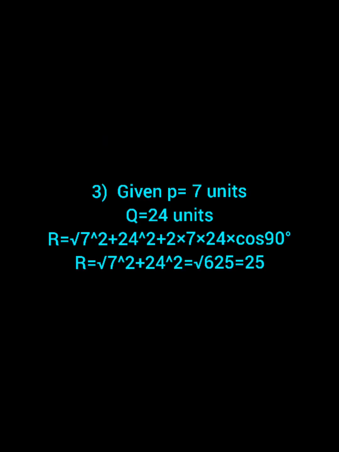It's given that P is equal to 7 units and Q is equal to 24 units. R is equal to square root of 7 square plus 24 square plus 2 into 7 into 24 into cos 90. R is equal to root 625, that is equal to 25 units.